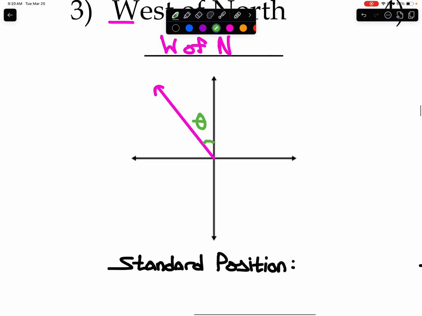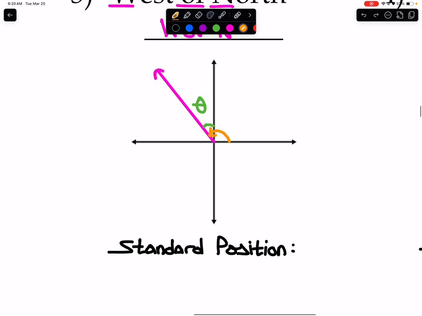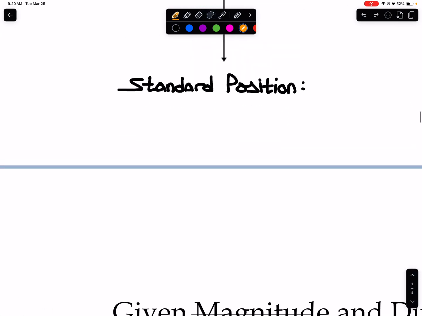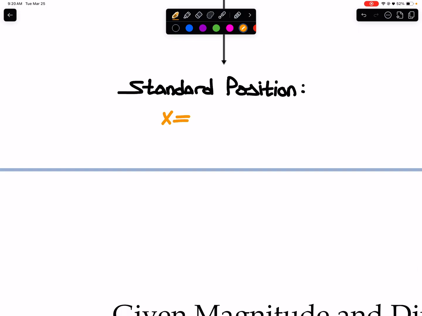Now I need to write it in standard position. Standard position is from the positive x-axis going counterclockwise. So we're going to have 1 full quadrant, which is 90 degrees, plus whatever we went in terms of theta. So my angle in standard position is going to be my theta value plus 1 full quadrant, which is 90 degrees.